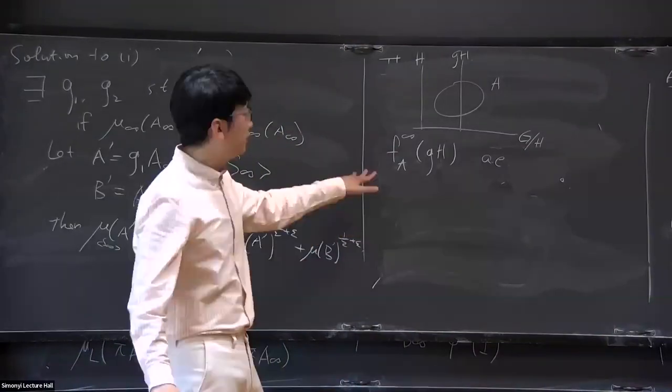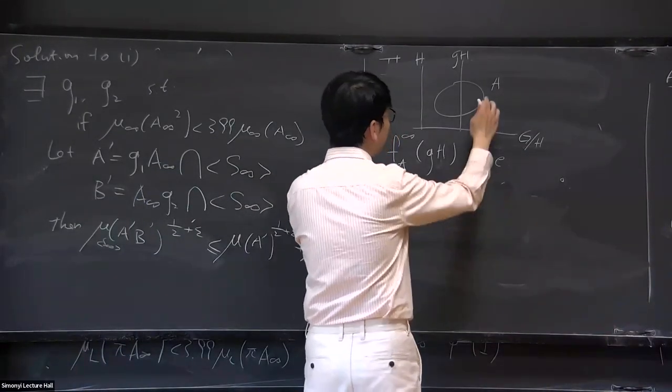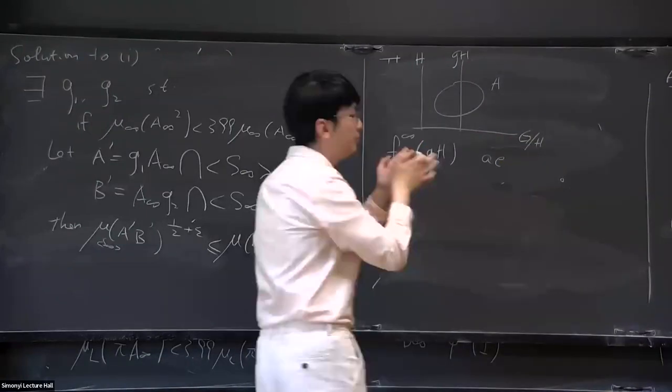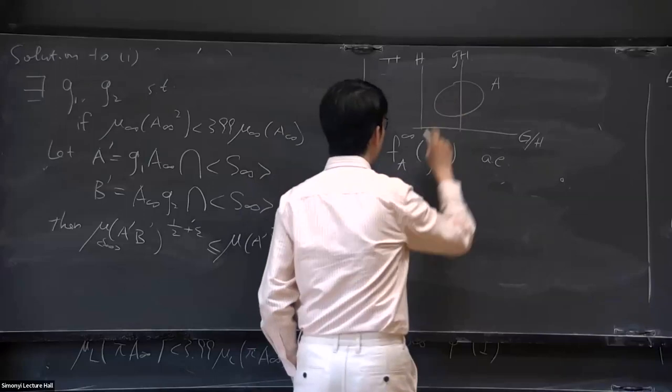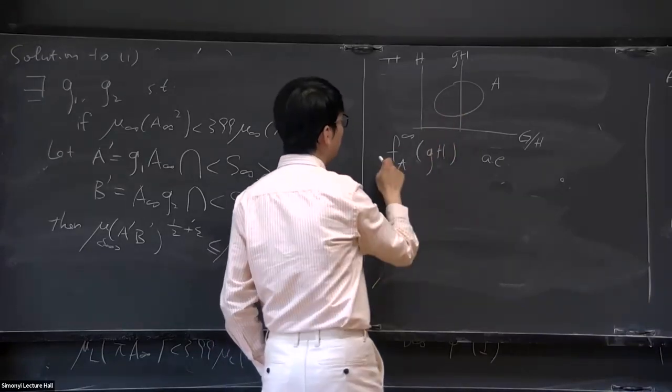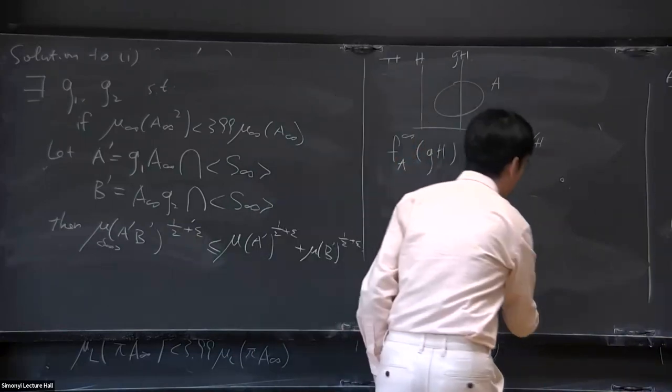But this is not enough because you only have something almost everywhere, and when you consider products, the measure zero set times measure zero set will blow up. So what we do is, and then we approximate this function. Okay, the final thing, maybe, fine.